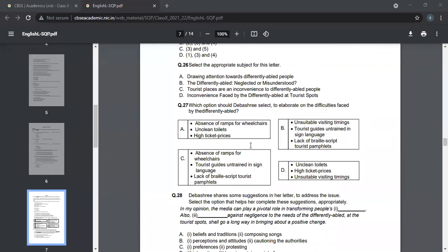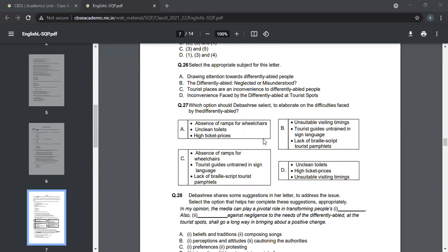आगे है, सिलेक्ट द एप्रोप्रिएट सब्जेक्ट फॉर दिस लेटर, ड्रॉइंग अटेंशन टुवर्ड्स डिफरेंटली एबल्ड पीपल, द डिफरेंटली एबल्ड, निग्लेक्टेड और मिसअंडरस्टूड. ऑप्शन सी, टूरिस्ट प्लेसेस आर एन इनकन्वीनियंस टू डिफरेंटली एबल्ड पीपल. फोर्थ, इनकन्वीनियंस फेस्ड बाय डिफरेंटली एबल्ड एट टूरिस्ट स्पोर्ट्स. दिस इज द करेक्ट आंसर. फाइन, लास्ट वन, जहां पे बिल्कुल क्लियरली मेंशन है द सब्जेक्ट इज इनकन्वीनियंस फेस्ड बाय डिफरेंटली एबल्ड एट टूरिस्ट स्पॉट्स.